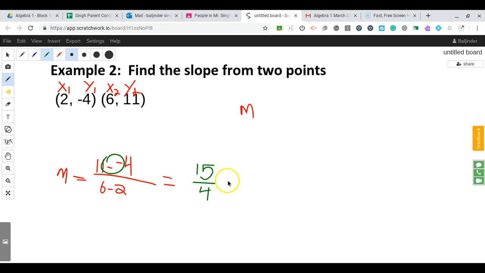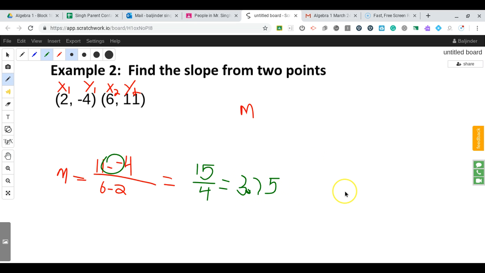Now you can leave it like this. Just leave your final answer like this. Some of you will reduce it to a decimal, and that's okay. So 15 divided by 4, if you use your calculator, is 3.75. So you can either reduce the slope or leave it as a fraction. I'm not going to take any points off, but that's our slope.